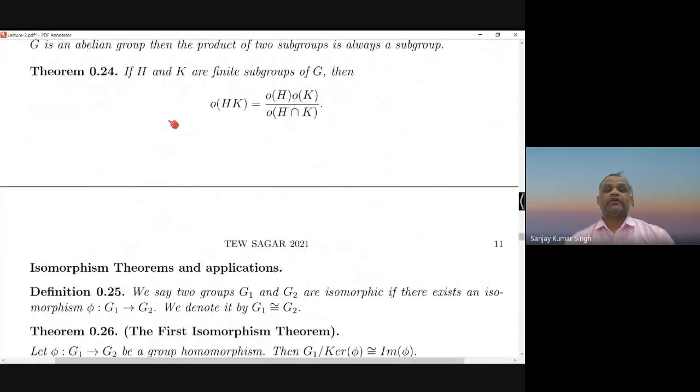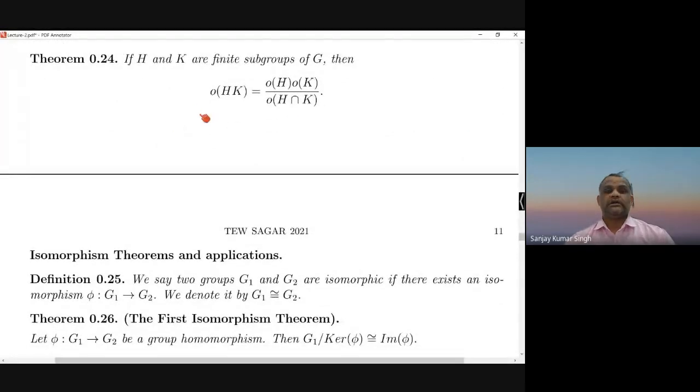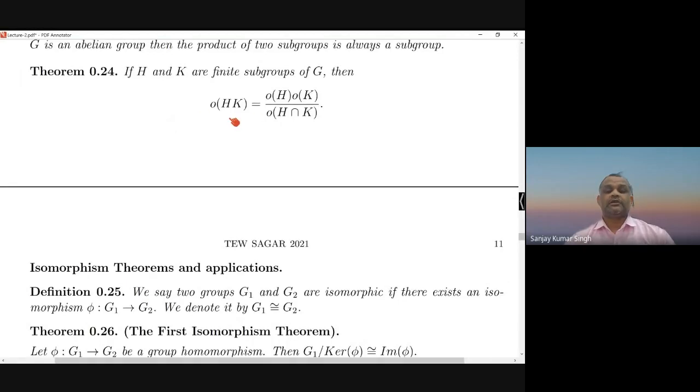So there is one important counting of these subgroups, an order counting. If H and K are finite subgroups of G, then we can always prove that the order of the product HK, we don't know whether it is a group or not, but it is a set. So set-wise, the cardinality of this set is the same as the cardinality of H times the cardinality of K divided by the cardinality of H intersection K. By cardinality, I always mean the number of elements in that set.